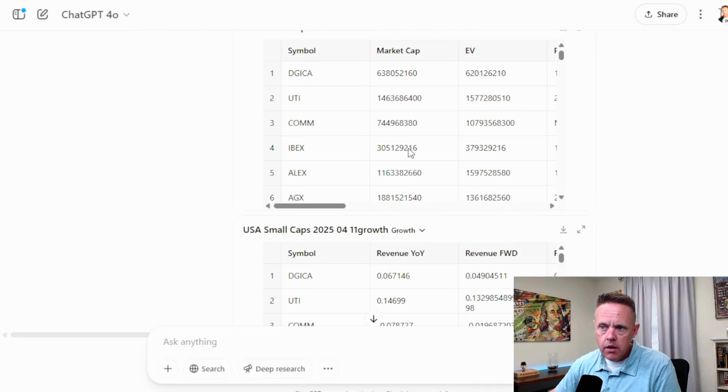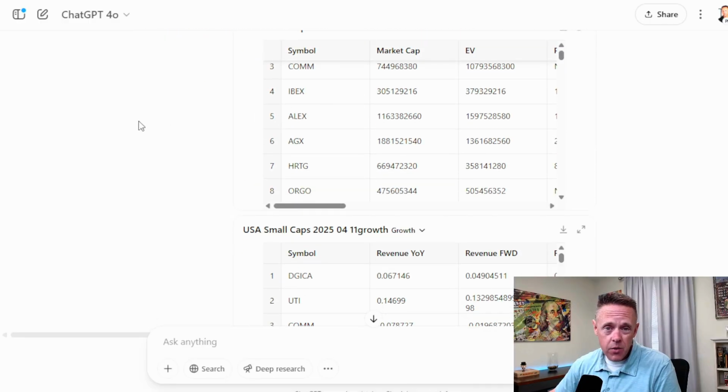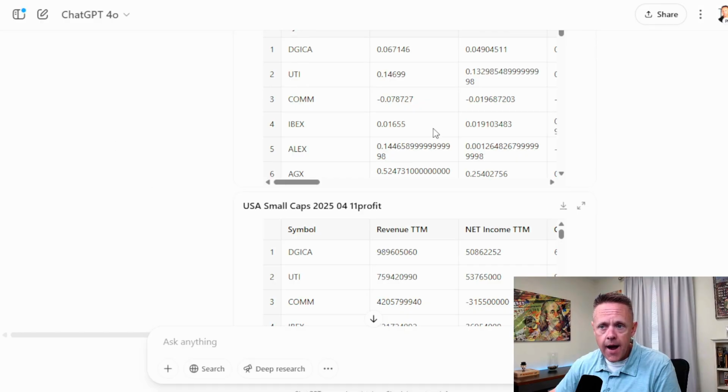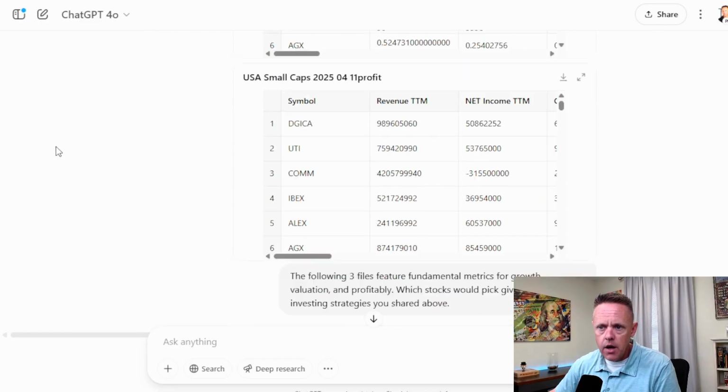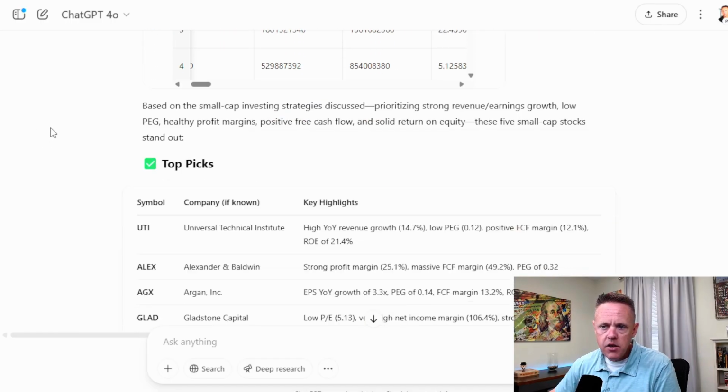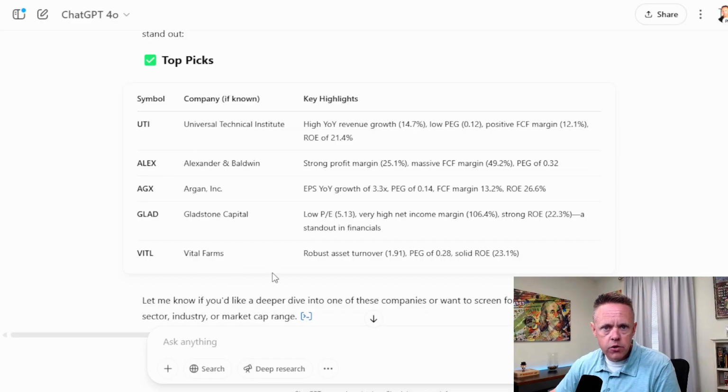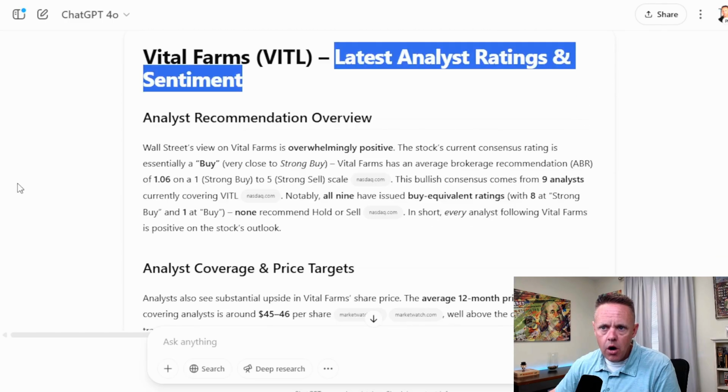But the big unlock of how we even landed on Vital Farms was to put all of this data in, okay? Which was, I think it was 80 plus stocks. And then we asked ChatGPT to use its strategies, so to speak, and come up with some picks. And that just unlocked our research point. So Vital Farms was a good call out.